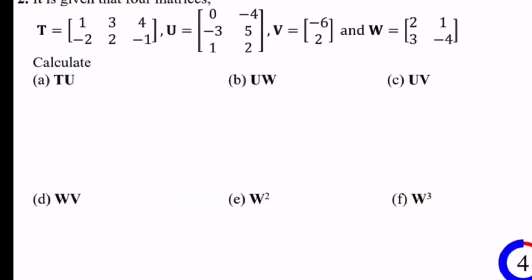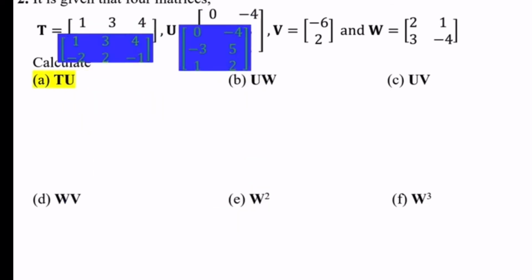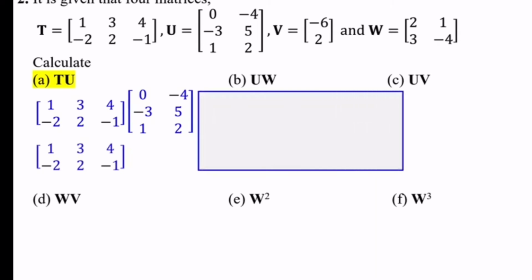Okay, for the next one, we will discuss the multiplication of TU, UW, UV and WV, and then the last question. So let's do the TU. We will take 1, 3, 4, negative 2, 2, negative 1. Okay, that's right in order. Now we're going to multiply the two matrices.